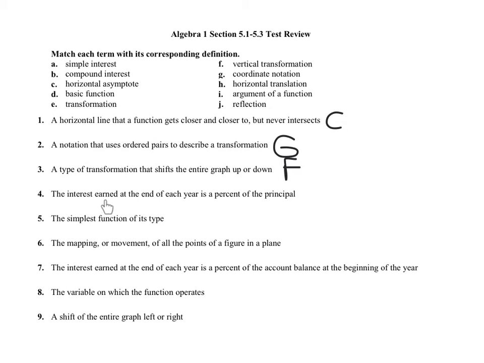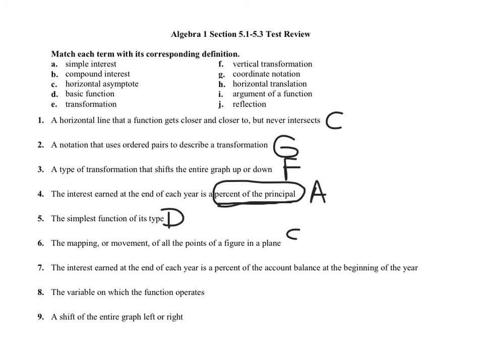The interest earned at the end of each year is a percent of the principal. So this is the percent of the principal. This is going back to the beginning of the problem and doing a percent of your original investment. That's going to be your simple interest. So that's going to be A. The simplest function of its type is your basic function. That's letter D. The mapping or movement of all the points of a figure in a plane would be transformation.